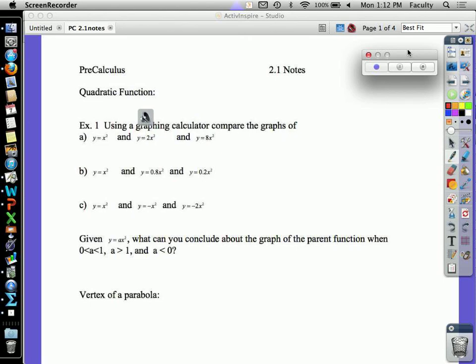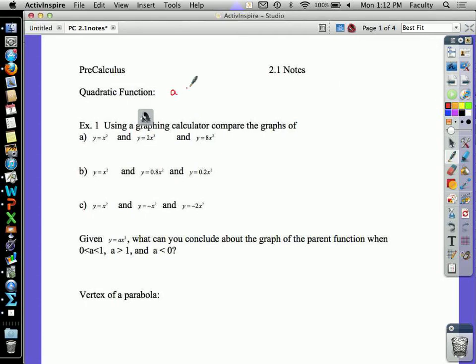Okay, a quadratic function is a function of the form y equals ax squared plus bx plus c. You saw this in Algebra 1 and Algebra 2, so we're going to go over this briefly. We're actually not going to use our graphing calculators in example 1 because we already know this.